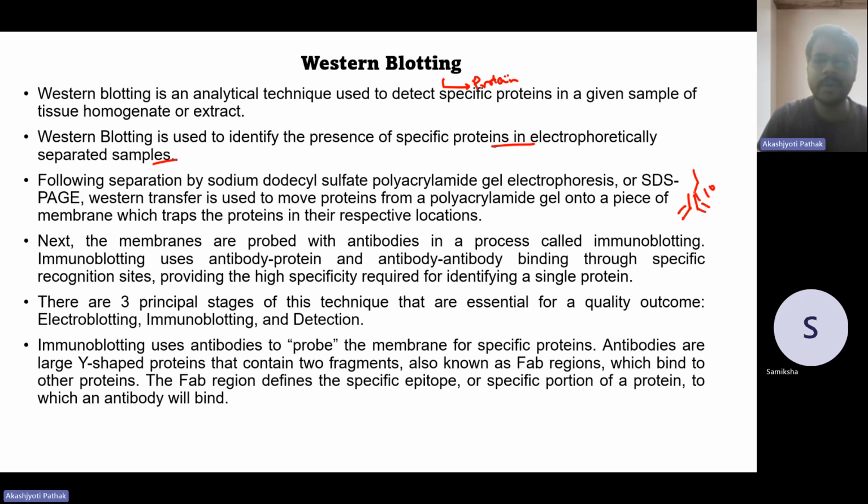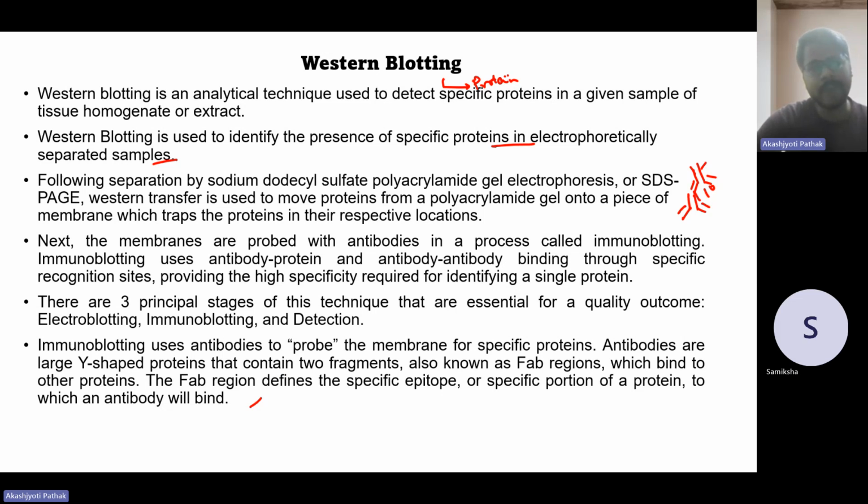Then you have to use a secondary antibody. Your secondary antibody will be tagged to a fluorophore, or it can be tagged to an enzyme like horseradish peroxidase enzyme or alkaline phosphatase enzyme. So when you add a substrate, it will convert the substrate into a colored product. And then by quantifying the color, or by quantifying the fluorescence, you can calculate the abundance of the protein in your lysate. Okay, so this is the overall concept about Western blotting.